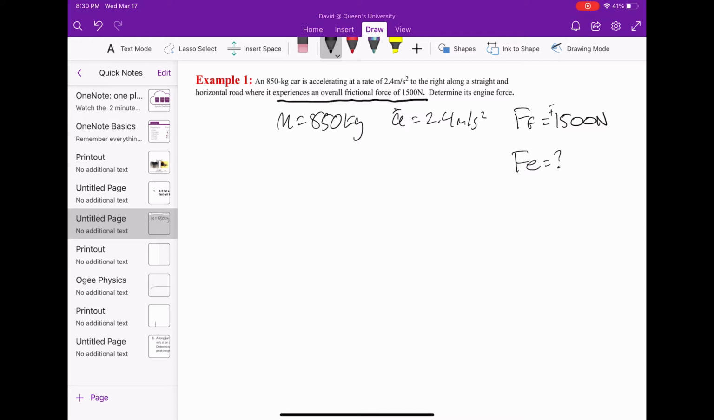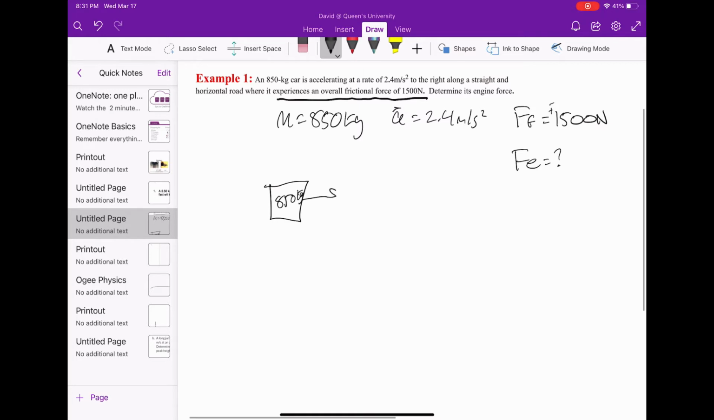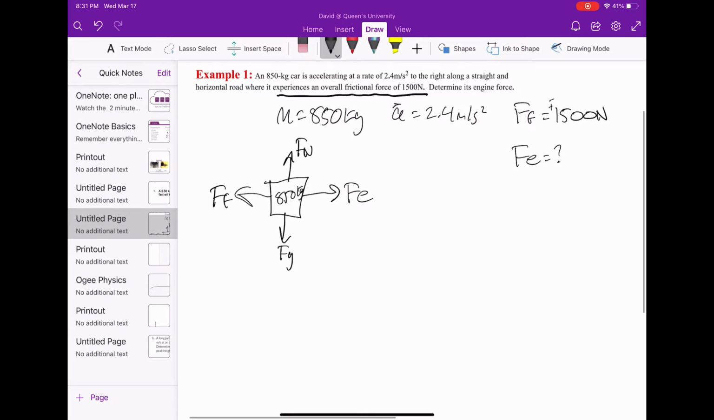So let's draw our free body diagram first. As always with forces, we have our 850 kilogram vehicle with an engine force going to the right, a frictional force going behind us, and don't forget we have our normal force from the ground and our gravitational force coming down. So since we know the car is accelerating on a horizontal road, we know that the F gravity and the F normal are going to be equal.